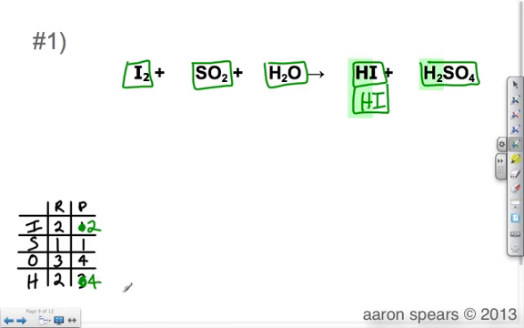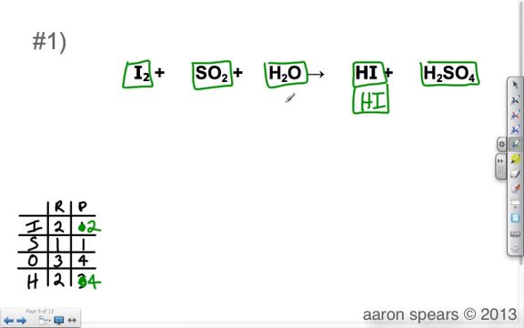Next on my list is sulfur. I can see that currently it is balanced 1 to 1. And now I'm going to skip over oxygen for reasons that I mentioned earlier. And I'm going to move on and balance the hydrogen. I have 4 hydrogens on the product side, 2 on the reactant side. I need to get 2 more hydrogen atoms on the reactant side so that the hydrogen is balanced in this equation.